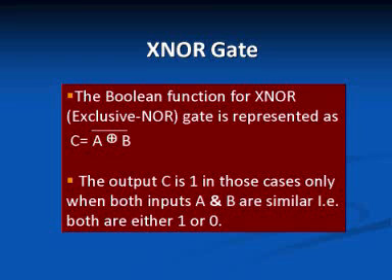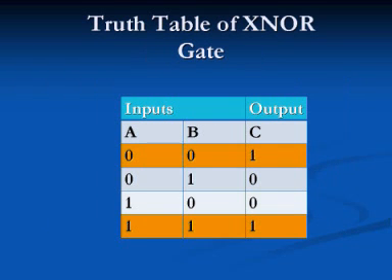Let us now discuss the last gate, that is the XNOR gate. As the name suggests, the output of an XNOR gate is the complement of the output of an XOR gate. Thus, the Boolean function for this gate is C equals A XOR B whole bar. Let us now write the truth table for a 2-input XNOR gate. When A and B are 0, 0, C is 1. For 0, 1, C is 0. For 1, 0, C is 0. For 1, 1, C is 1.